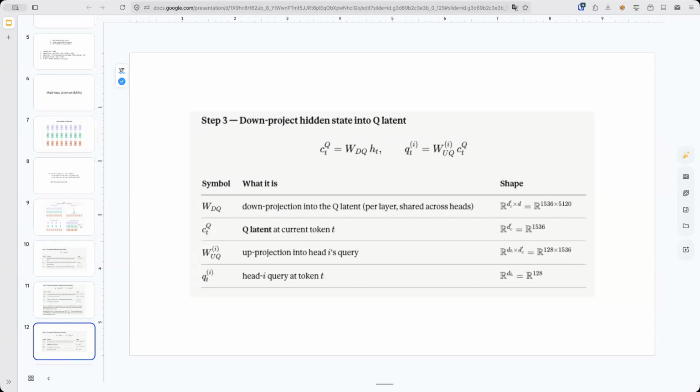Then we down project the hidden state into the query latent. So we have another shared matrix that projects the query, and then we have the up projection once again per head.